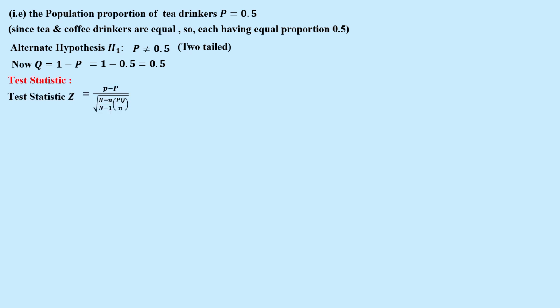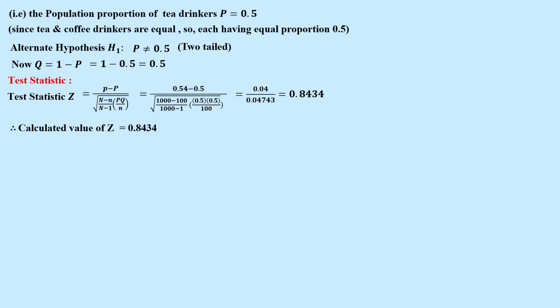Now the test statistic: Z is equal to p minus capital P divided by root of (capital N minus n by capital N minus 1) into PQ by small n. Substituting these values: 0.54 minus 0.5 over root of (1000 minus 100 by 1000 minus 1) into 0.5 into 0.5 by 100, that is equal to 0.8434. The calculated value of Z is equal to 0.8434.